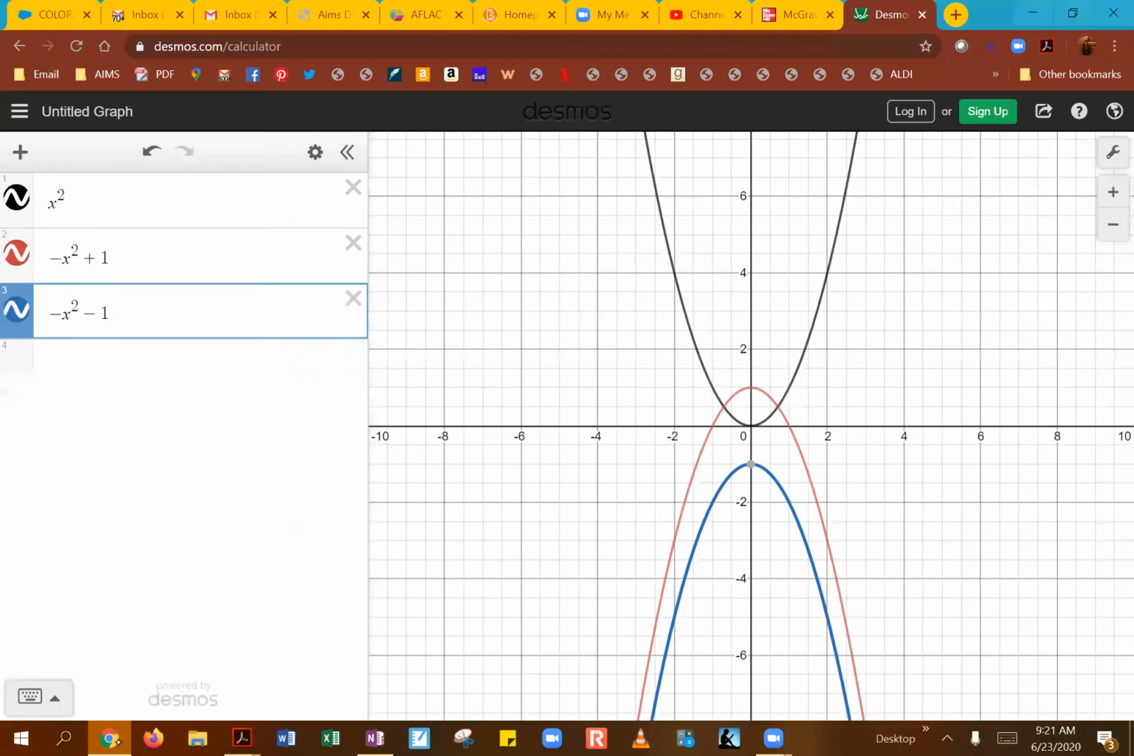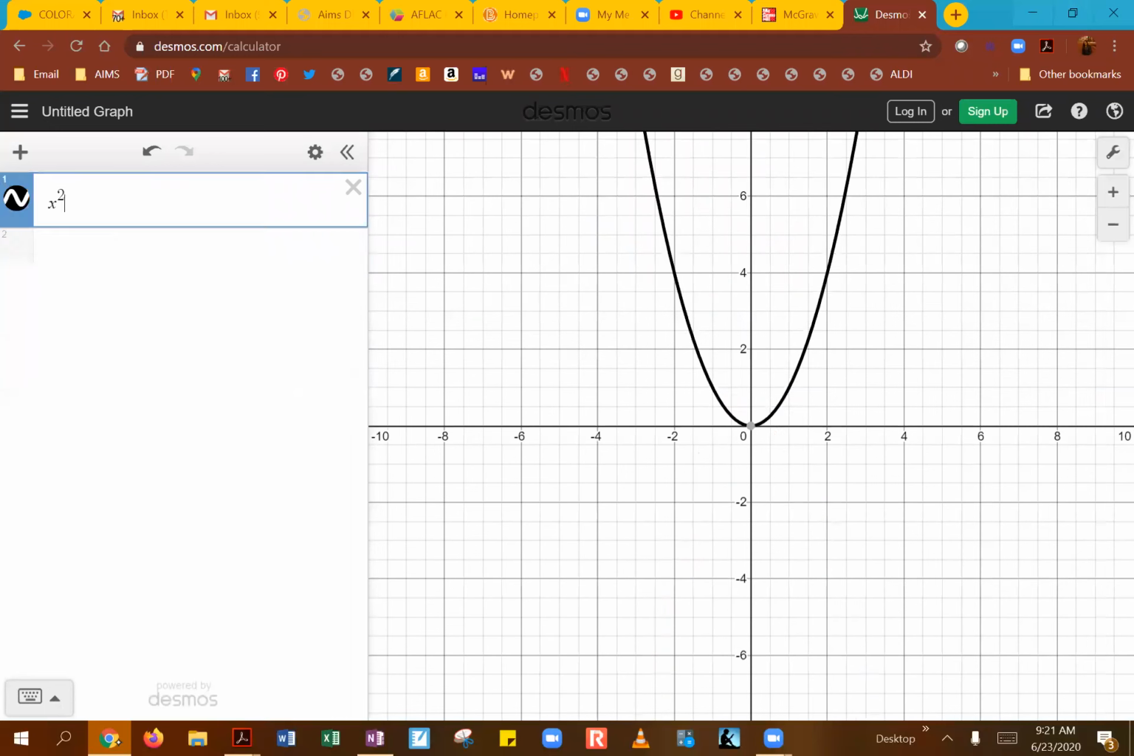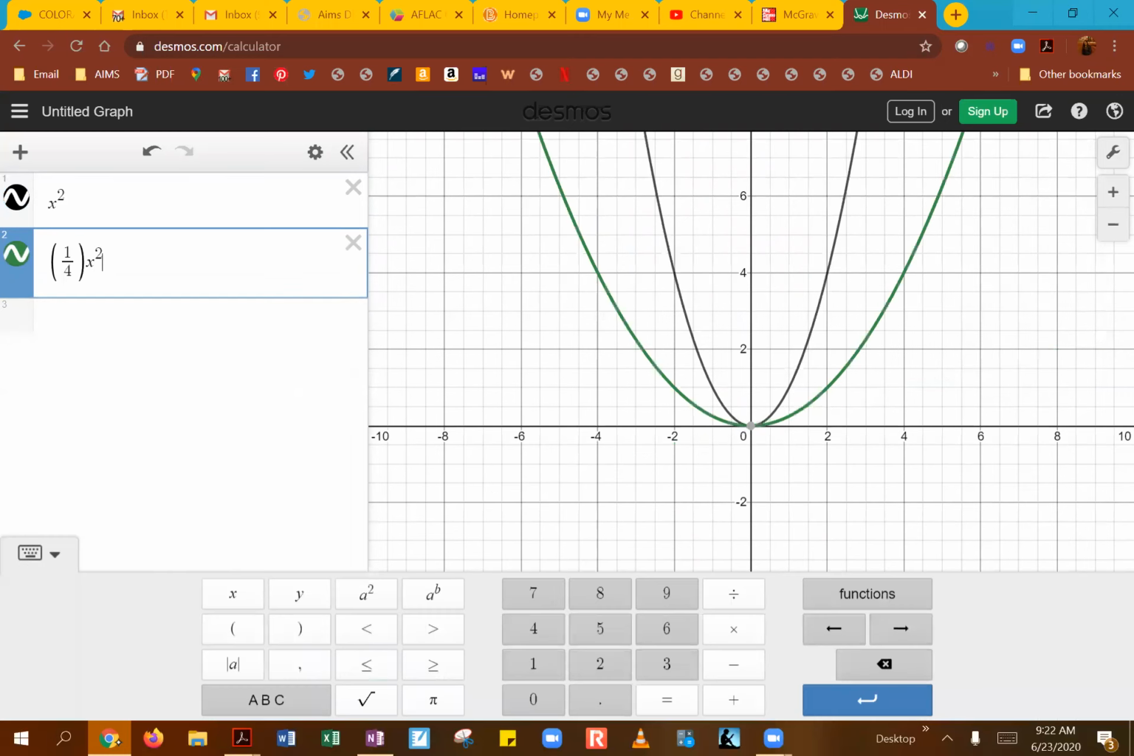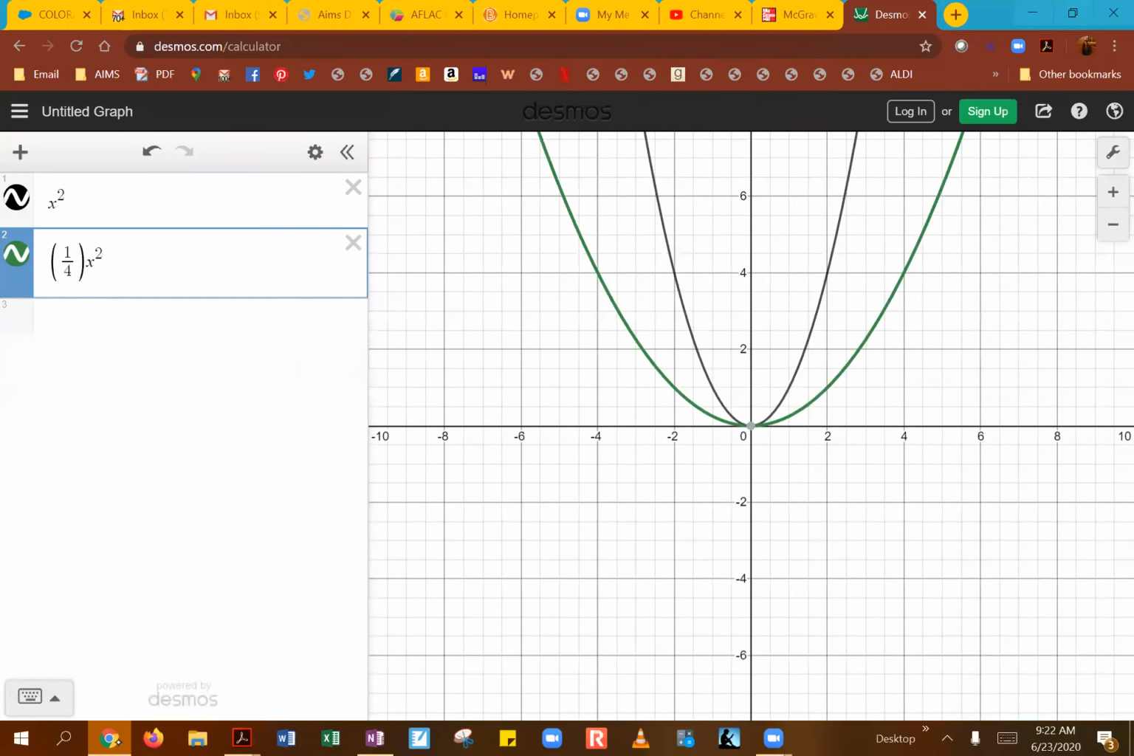So let me show you that on our Desmos over here. So we've got our basic x squared function. Now we are doing 1/4 on x squared. So you can see here, again, the black is the original function, and you can see with that 1/4, our parabola has lost a little bit of a chip and become a more wider of a parabola. So that's kind of what happens with the shrinking.